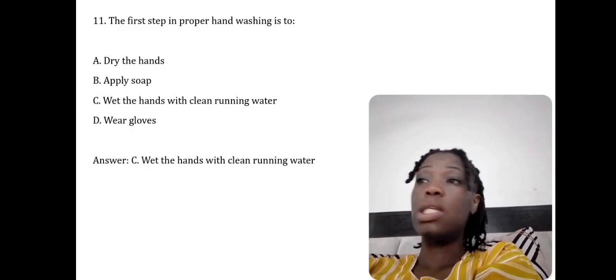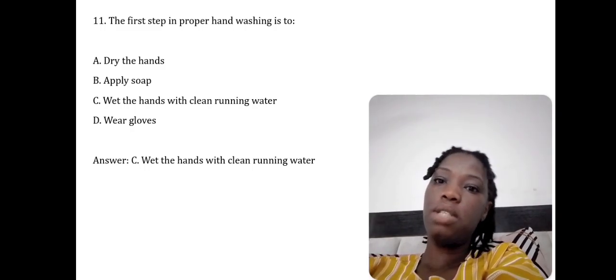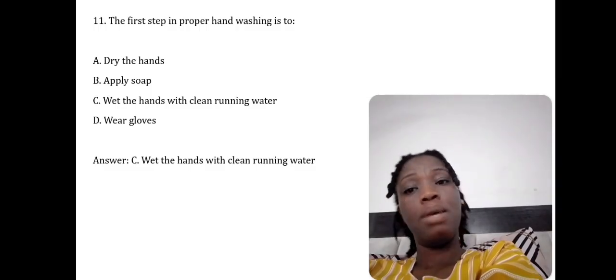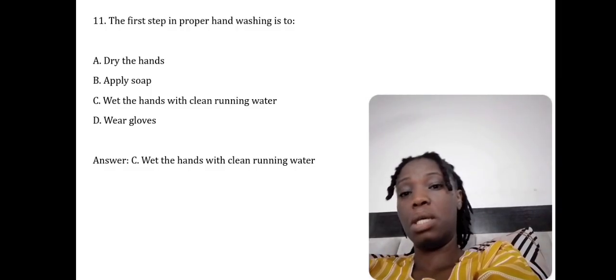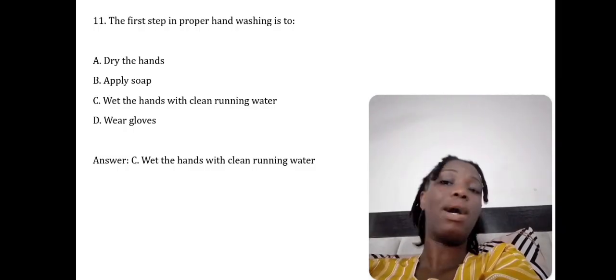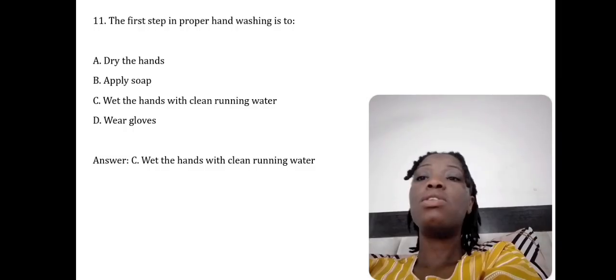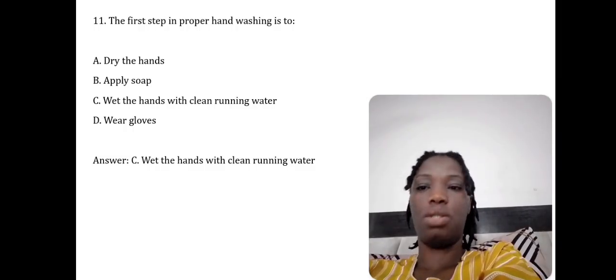Even your procedure manual, it's there. You must greet the patient, you must explain the procedure to the patient before you take consent. Before you go and even collect your sphygmomanometer and the rest, or if you went there with it, is it not better you go and explain to the patient, take consent before you carry it? So what's the first thing you must do when you want to do normal hand washing?